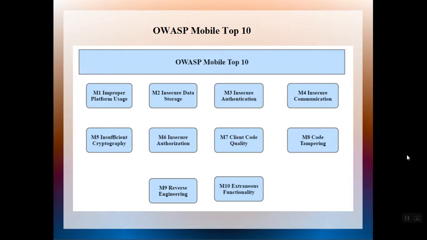The top 10 mobile security risks according to the latest OWASP top 10 list include improper platform usage, insecure data storage, insecure authentication, insecure communication, insufficient cryptography, insecure authorization, client code quality, code tampering, reverse engineering, and extraneous functionality.